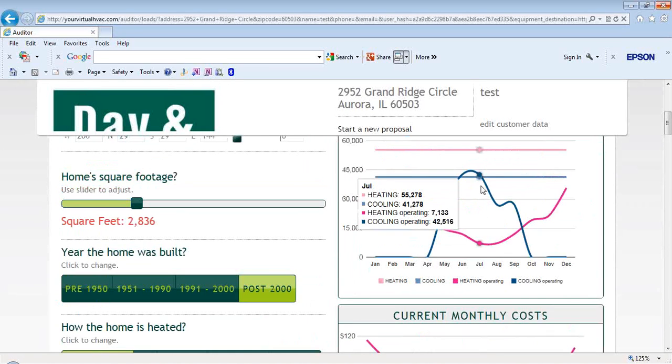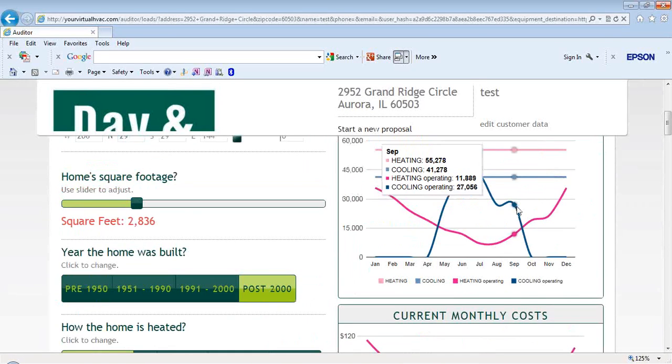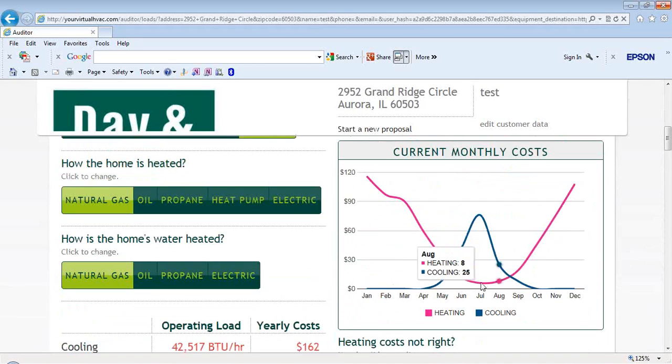And at the same time, it's adjusting my load calculation to make those slightly different. So as I change the utility costs, it's calibrating my load calculation for me to make it more in line with what I'm actually using at this particular house, the way that I operate it.